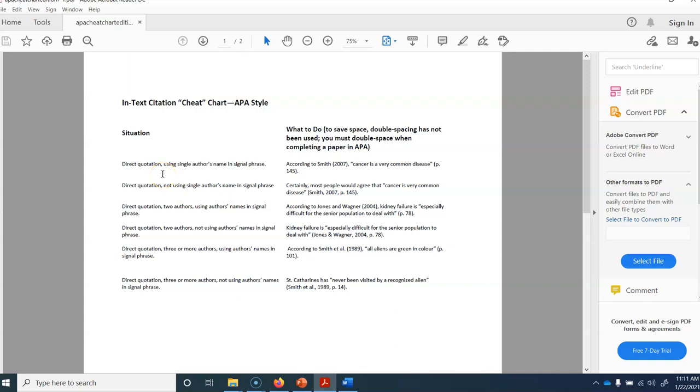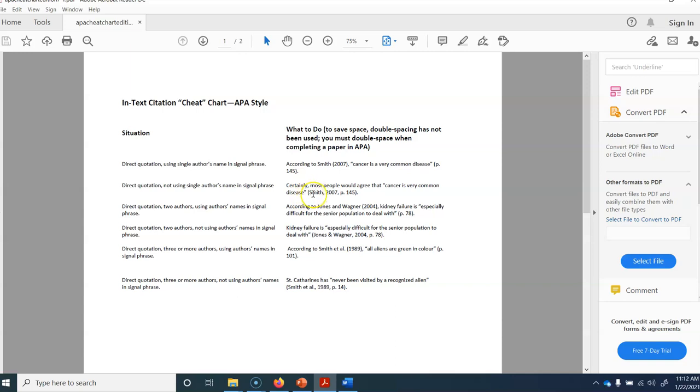I might, though, want to take that quotation and not use the author's name as I'm transitioning into the quotation. So I might say something instead like, certainly, most people would agree that, quote, cancer is a very common disease, unquote. If I decide to do it that way, then I'm going to have a super bracket, and I'm going to put all of this information at the end.